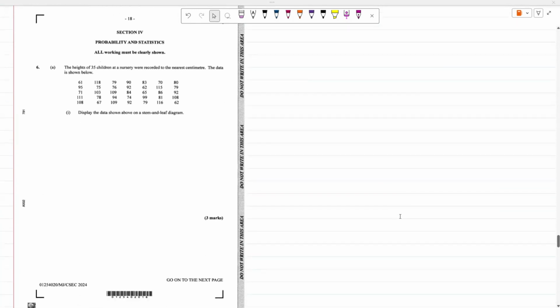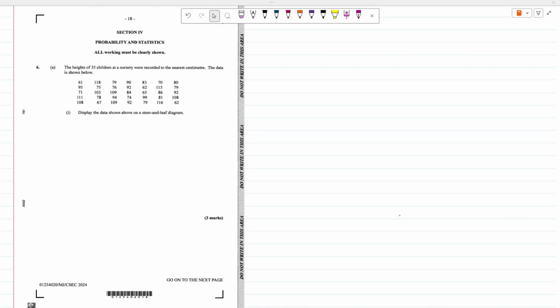All right, probability. Oh God. The height of 35 children at a nursery were recorded to the nearest centimeter. The data is shown below. Display the data shown above in a stem and leaf. As seen here, we have values both in the tens and in the hundreds. So when you're creating your key, cater for the tens. Now, when you cater for the tens and you have to put in the hundreds, it could be a little bit complicated to see. So separate the numbers with a comma.